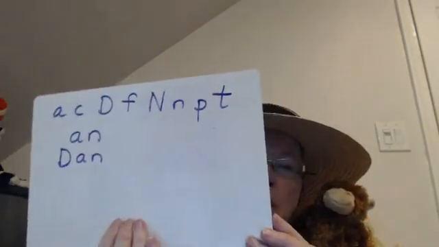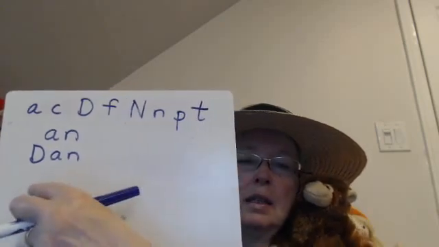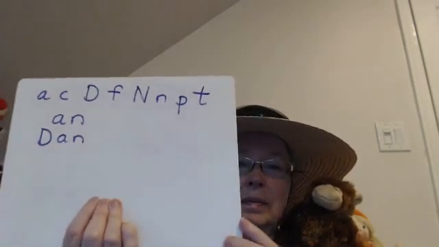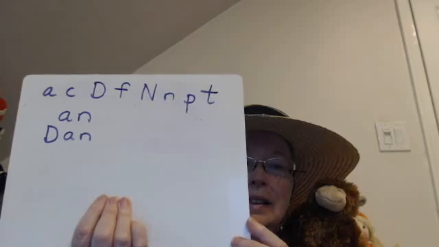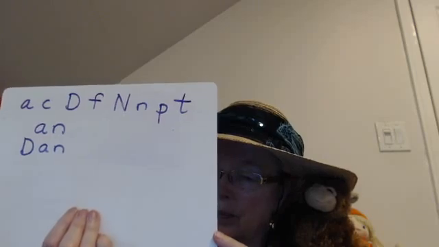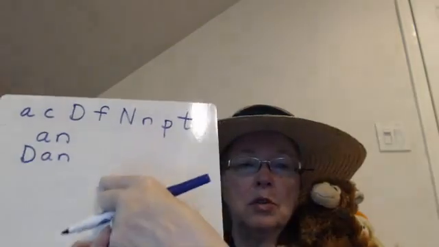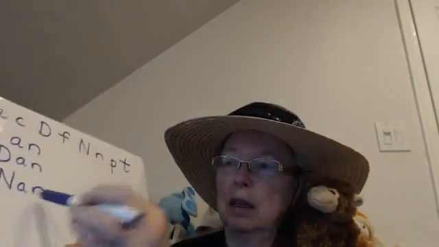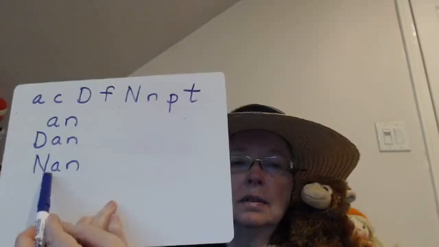With Ann, we're going to create a name. We're going to use the uppercase D and put D in front of Ann. And what do we get? We get a name here. The name is Dan. All right, let's make another word or name. We're going to use the uppercase N with Ann, and the name is Nan.